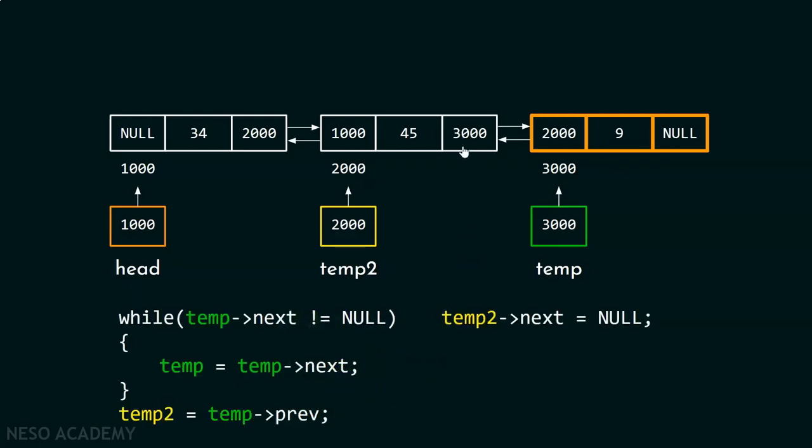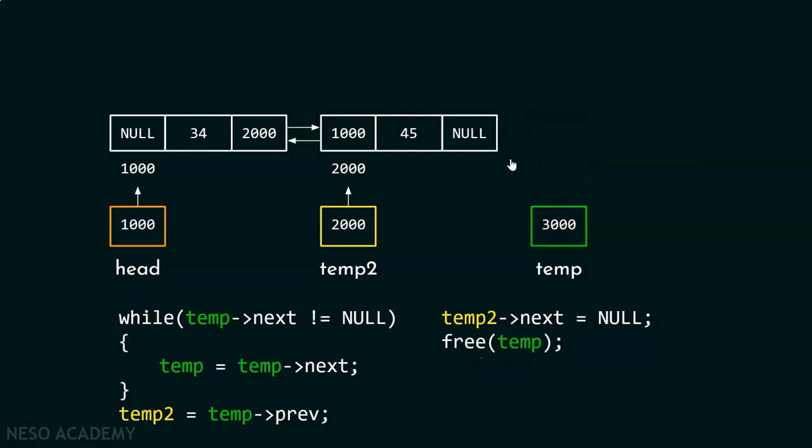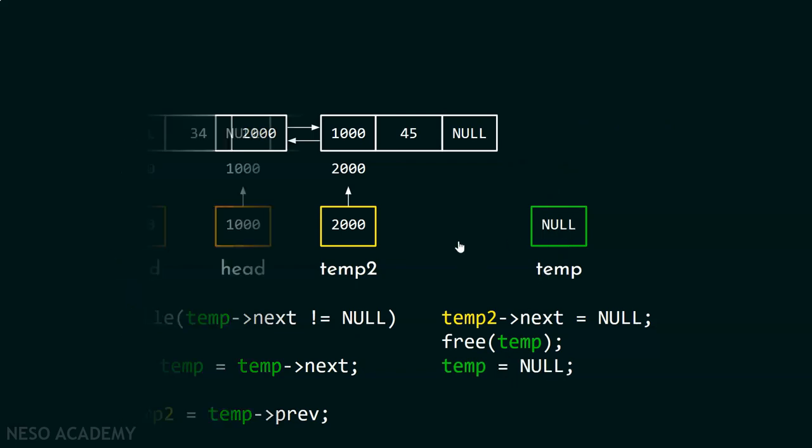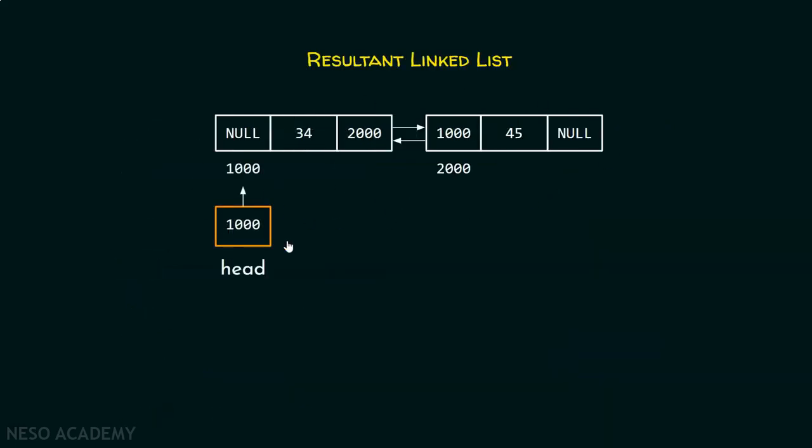First, we will update the next part of this node so that it must contain null, because this is going to be the last node of the list, right? So null must be placed over here. After this, we can free this node using free function, and we must pass temp to it. So this node will get deleted. After this, we will place null over here, and that's it. This is the resultant linked list so obtained.